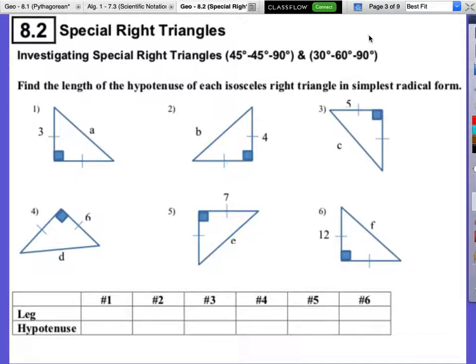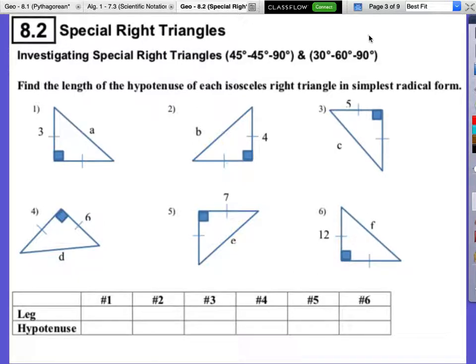Okay. So, there are two kinds of special right triangles. We'll have what we call 45, 45, 90 and 30, 60, 90. These are going to be our two kinds of special right triangles.